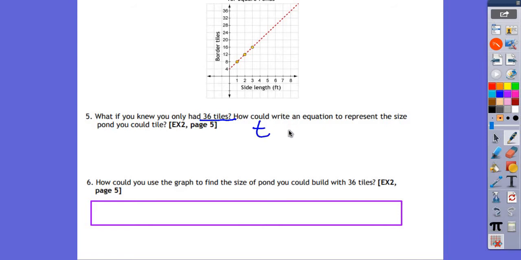So my equation was t equals 4s plus 4. So where am I plugging 36 in for? T. And then 36 equals 4s plus 4, and then you would divide. They didn't really ask me to solve it. They just wanted me to give it to them. So I'm done. Okay. We'll look in a second.